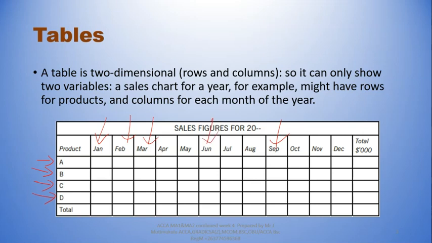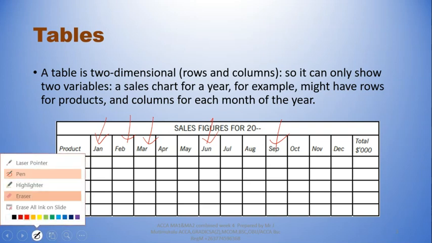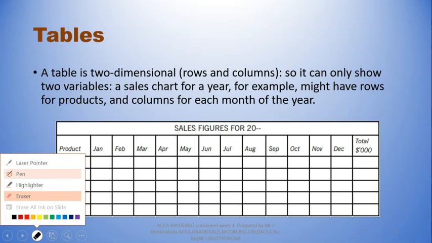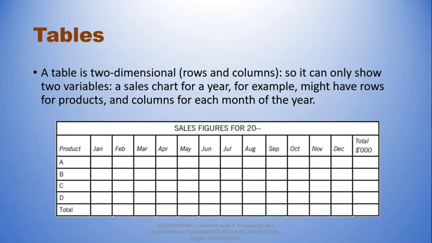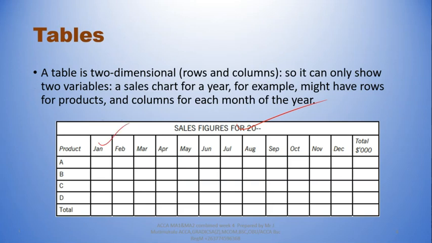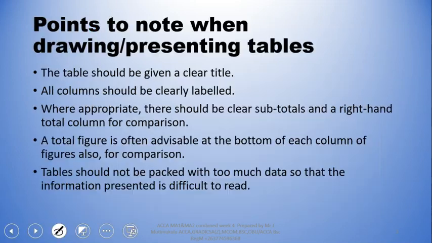But as indicated earlier on, there are certain things you have to observe whenever you're presenting your table, so that the users would not struggle to determine what is going on. For example, as you can see, there should be a clearly labeled title, a clearly presented title, and that's the title, the sales figures for a particular year, and then all the columns should also be clearly labeled. So the columns have been labeled. You can see January, February, March, April, May, June. Those are the columns. All right.